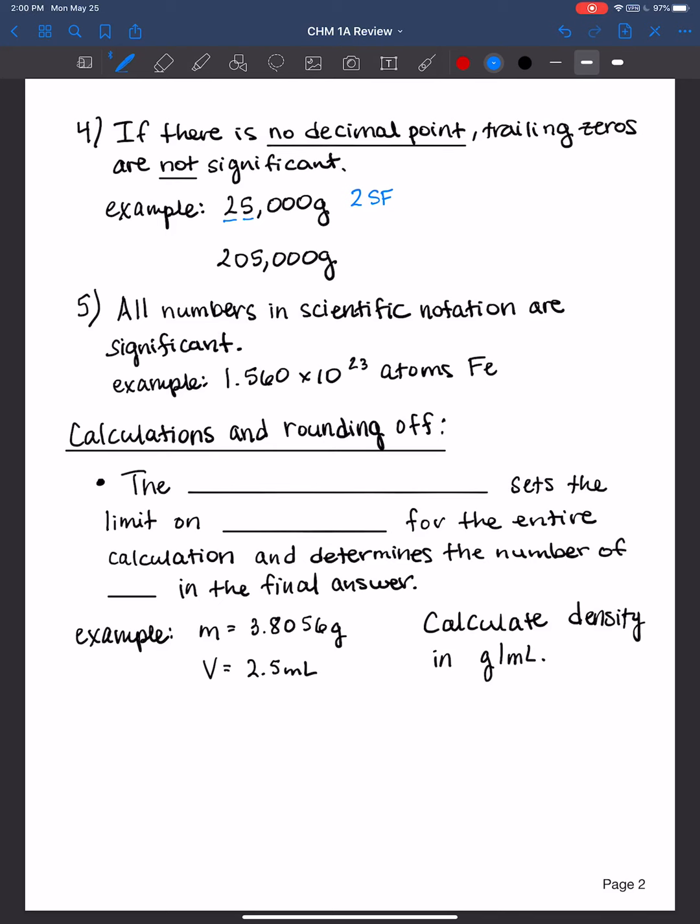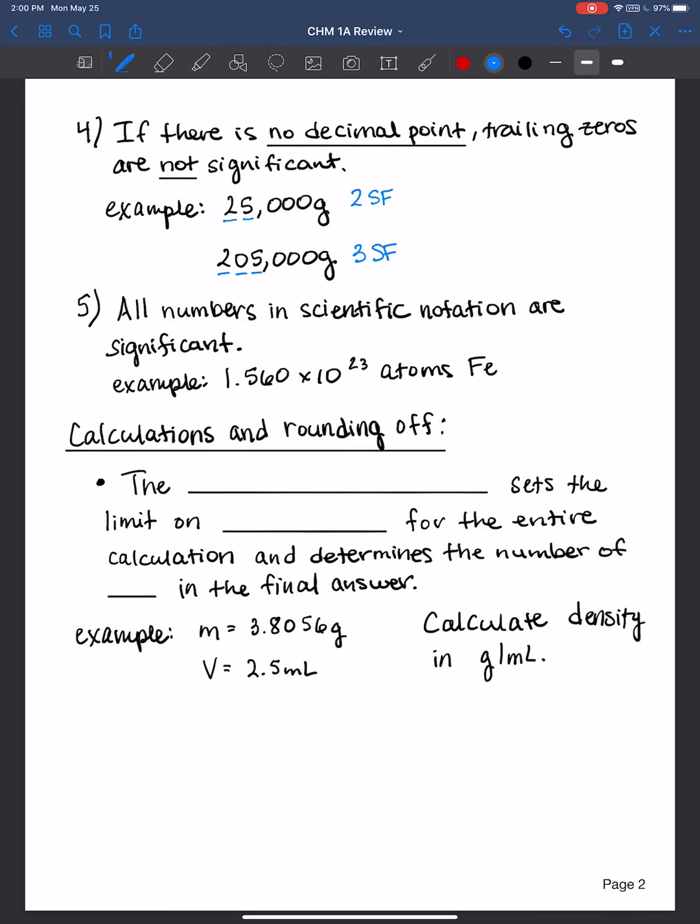So once again, these zeros are just placeholders to see the order of magnitude of this measurement. How many significant figures for this example here? Good, 3, right? 1, 2, 3. Remember, sandwiched zeros are also significant, but we're not going to count these trailing zeros. So this particular measurement has 3 significant figures.